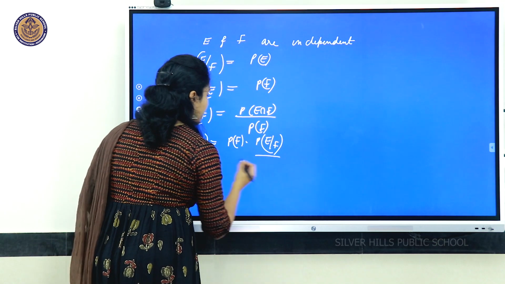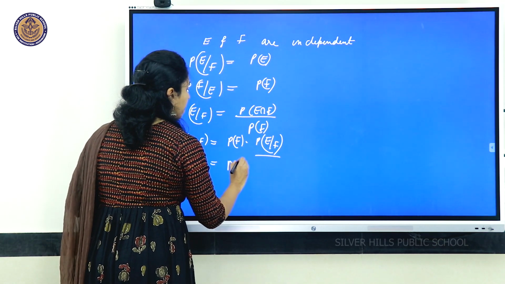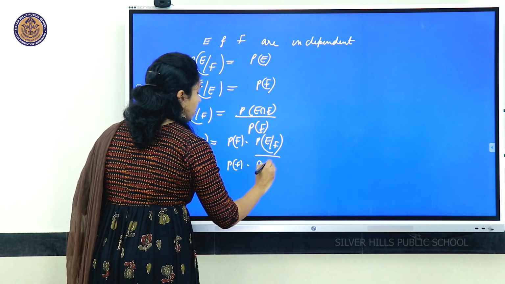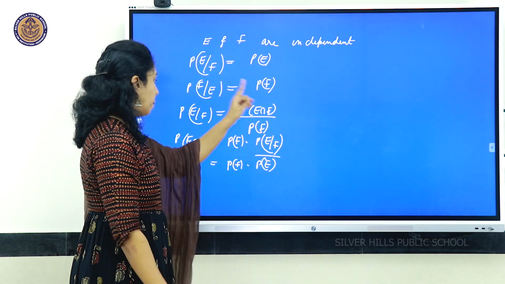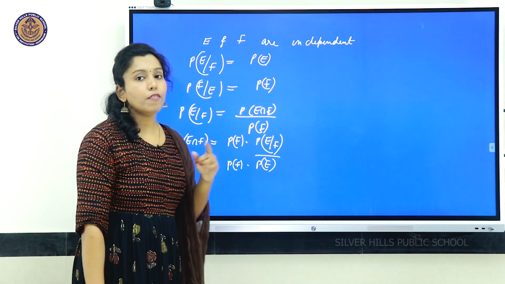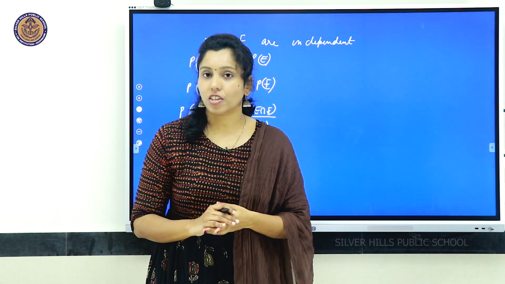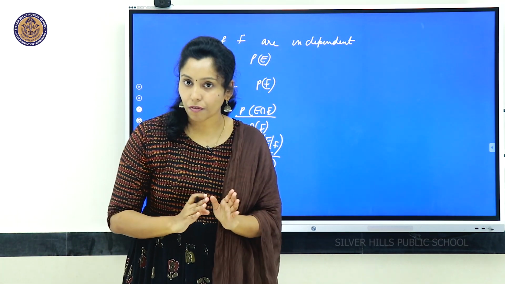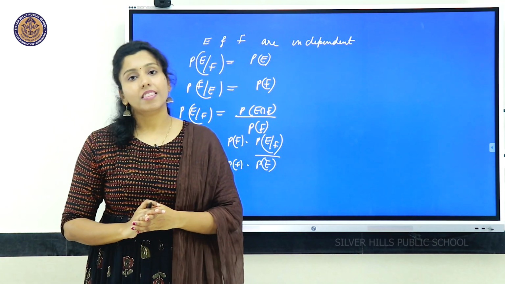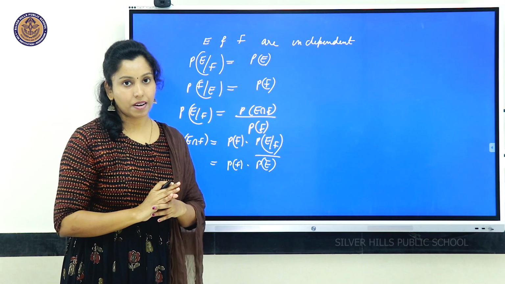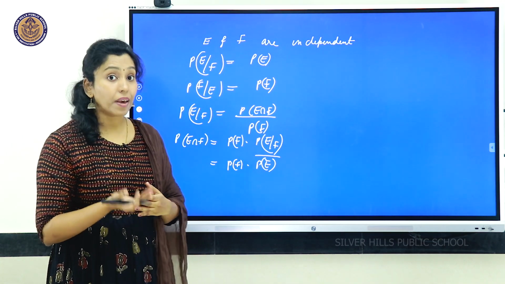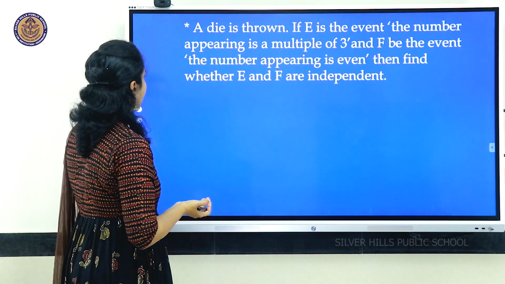So, instead of this I can write P of E. So, this is the condition to check whether two events are independent. What is the condition? If you can prove P of E intersection F is equal to P of E into P of F, then we can conclude those two events are independent. Otherwise, one will be depending on the other.